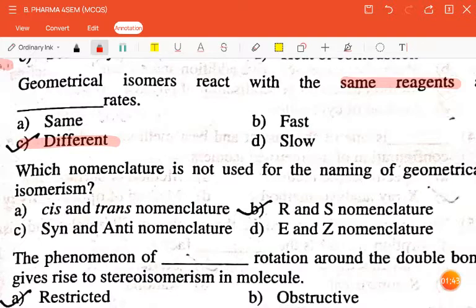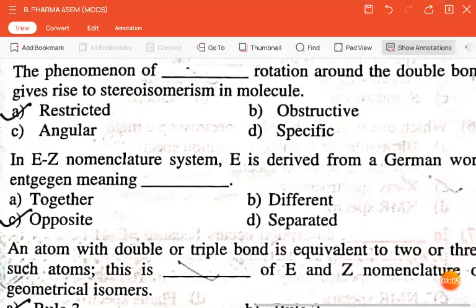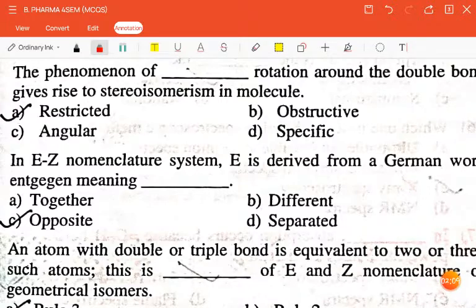The next question is, which nomenclature is not used for naming of geometrical isomerism? Cis-Trans isomerism, RS nomenclature, Syn-Anti nomenclature, or EZ nomenclature. So the correct answer is RS nomenclature. The next question is, the phenomenon of dash rotation around the double bond gives rise to stereoisomerism in a molecule. Restricted, obstructive, angular, specific. So the correct answer is restricted. The next question is, in EZ nomenclature, E is derived from a German word entgegen, meaning together, different, opposite, separated. So the correct answer is opposite.